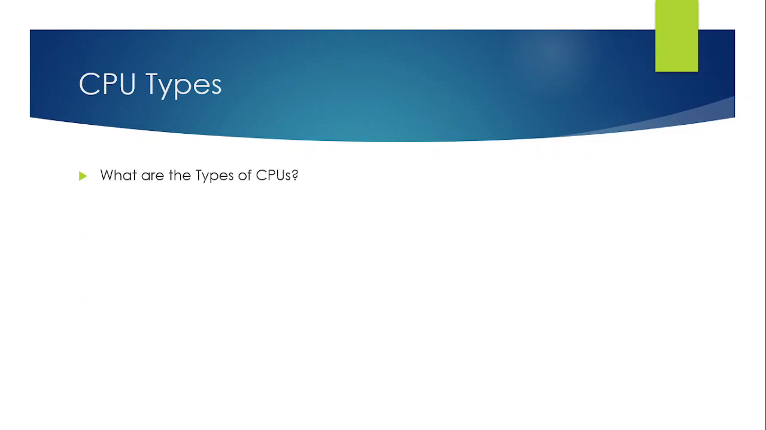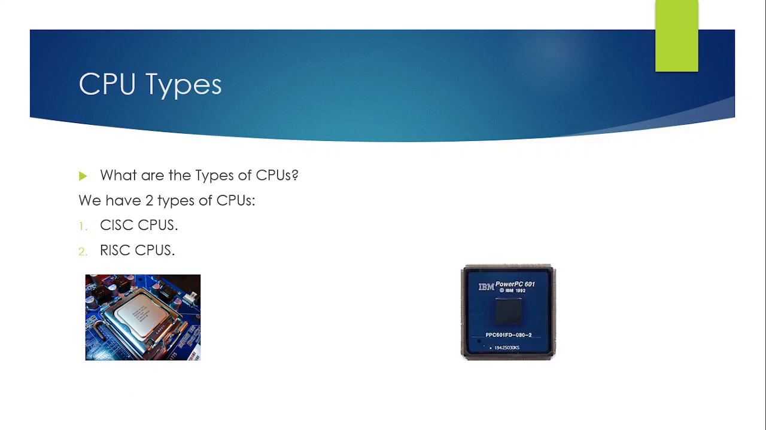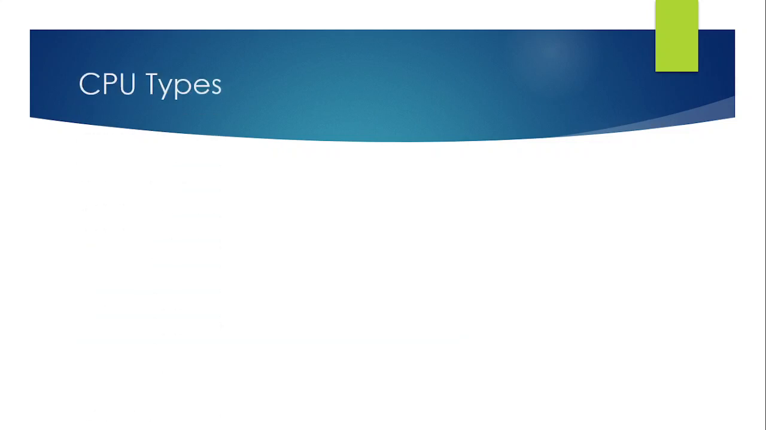What are the types of CPUs? So there are two types of CPUs. First, we have CISC CPUs. Then we have RISC CPUs. Okay, now what are CISC CPUs? CISC stands for complex instruction set computer, for example, and RISC stands for reduced instruction set computer.